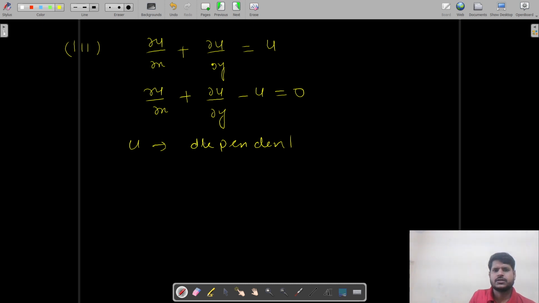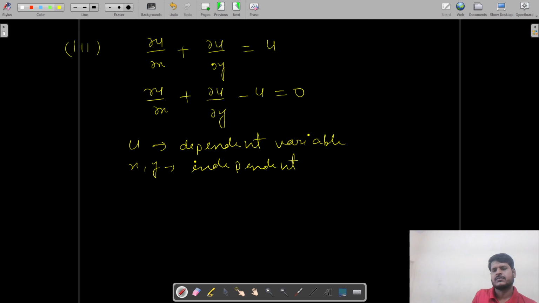Here u is the dependent variable, and x and y are independent variables, right? So now let me tell you, here we will take the solution.